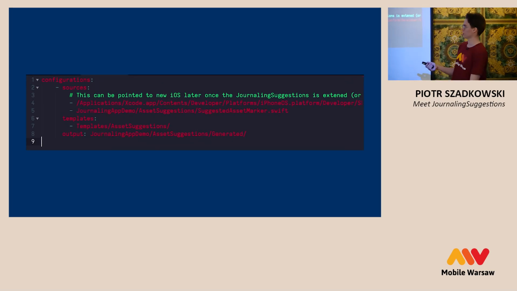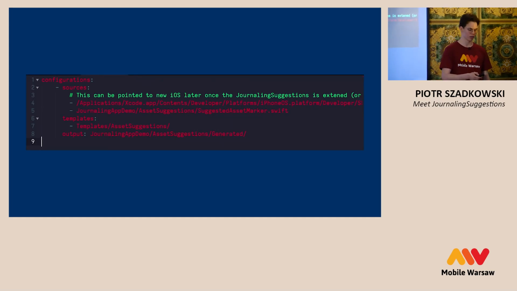And yeah, just to give an overview of the file for you, these are sources, so the stuff that Sorcery is reading from, and there are the templates, so the place in which we declare how the generated code will look, and the output, which is the place into which Sorcery will generate the code.